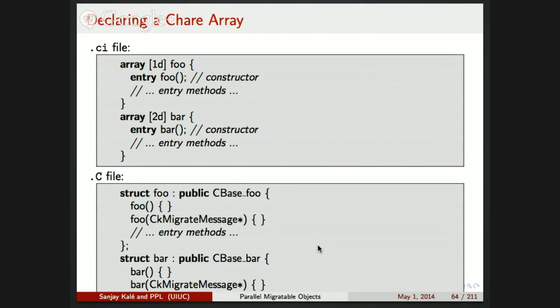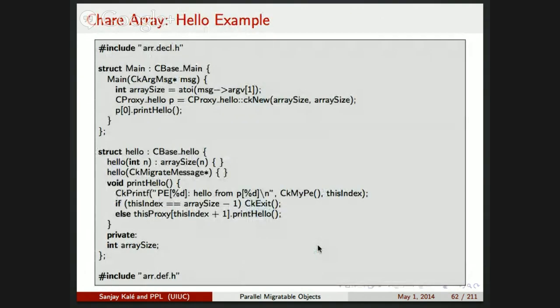In the previous example, I was looking at this proxy variable there. Did that get created by Charm through the compilation? Yeah, so the CBase hello is going to contain this proxy, and for arrays, it will also contain this index.